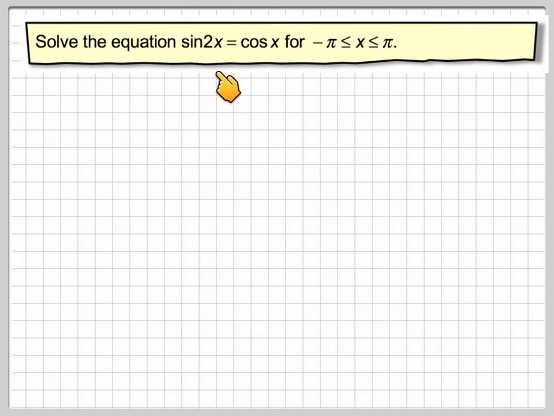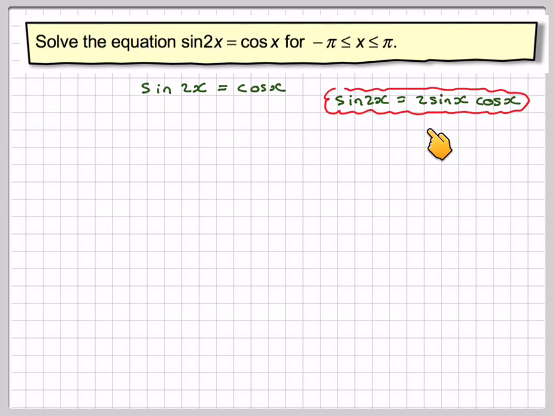Solve the equation sine 2x is equal to cos x for x being between minus pi and pi. Now the problem here is sine 2x and cos x are two different variables. However, I can make this just like something of x by using the identity sine 2x is 2 sine x cos x. So substituting in, we've got 2 sine x cos x is equal to cos x.